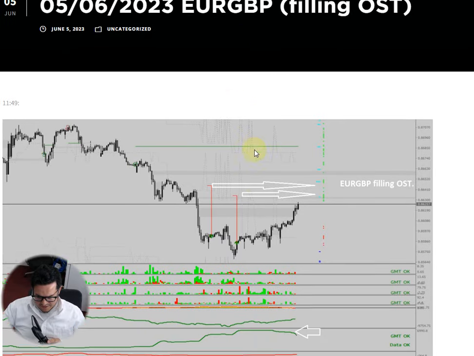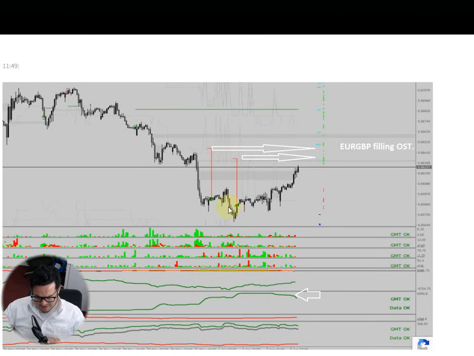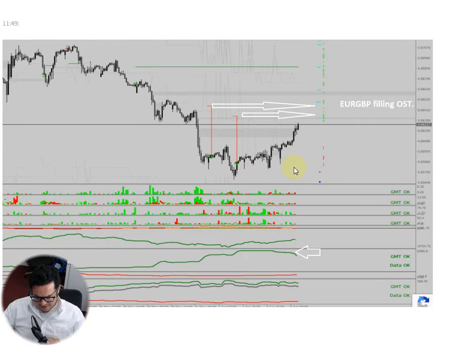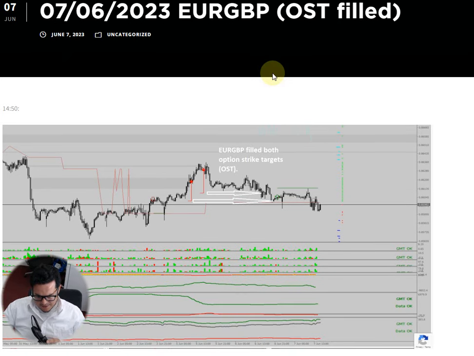What we had then on the 5th, we had those two option signals. So they did this pullback once there was a bit of a mini collapse in the squeeze line, so a bit of longies left. And then later we again had two option strike signals in the other direction, which they also filled. Look at that, 1, 2, filled.